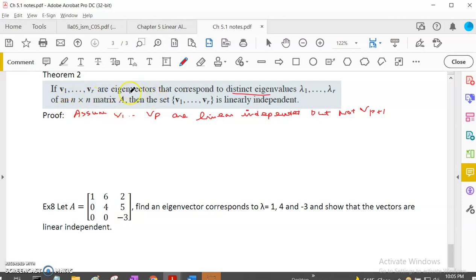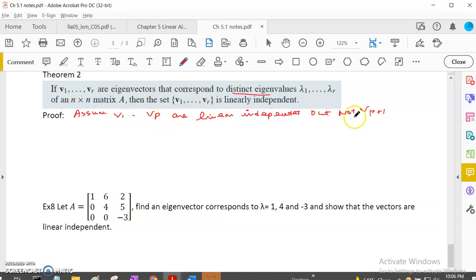Theorem 2 says that if you have r distinct eigenvectors corresponding to r distinct eigenvalues, then v1 to vr are linearly independent. Now, between the same eigenvalue, eigenvectors are always independent. So actually, if you group all the eigenvectors together for a matrix, they are all independent. But for this proof, we are assuming otherwise.